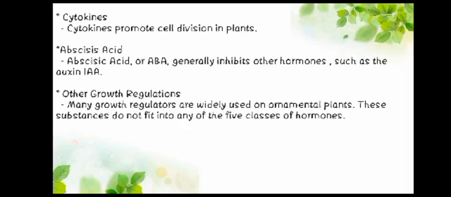Other growth regulators. Many growth regulators are widely used on ornamental plants. These substances do not fit into any of the five classes of hormones. For example, utility companies all over the country apply growth retardants to trees in order to prevent them from interfering with overhead utility lines. So it is less expensive to apply these chemicals than to prune the trees, not to mention safer for the utility workers.